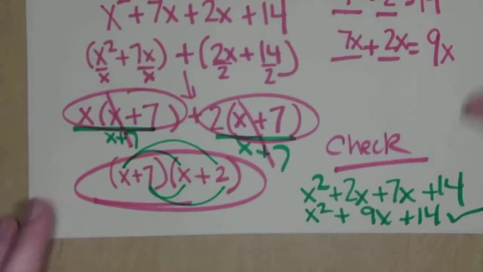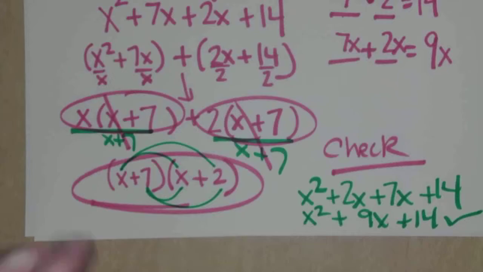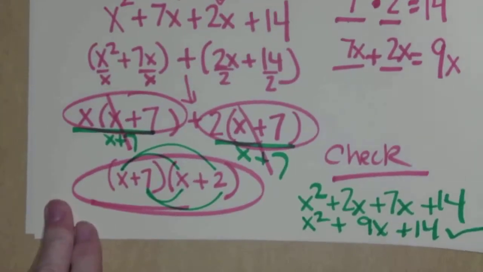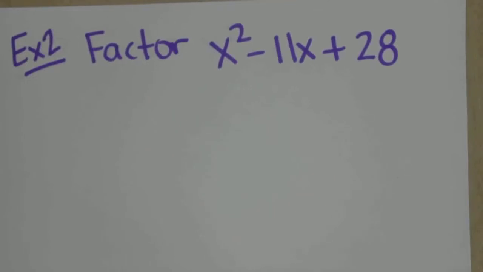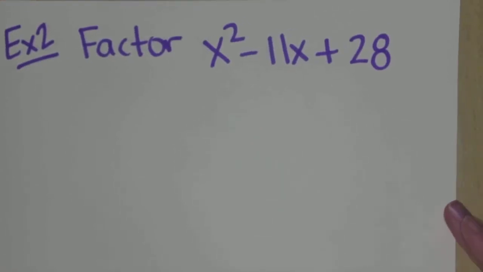Okay, so let's try another one. I have 3 examples for this video, by the way. They should start to go faster as we move through here. So here's example 2. Very similar. We've got a minus sign in here this time. We're going to factor x squared minus 11x plus 28, and we're going to do it by grouping.